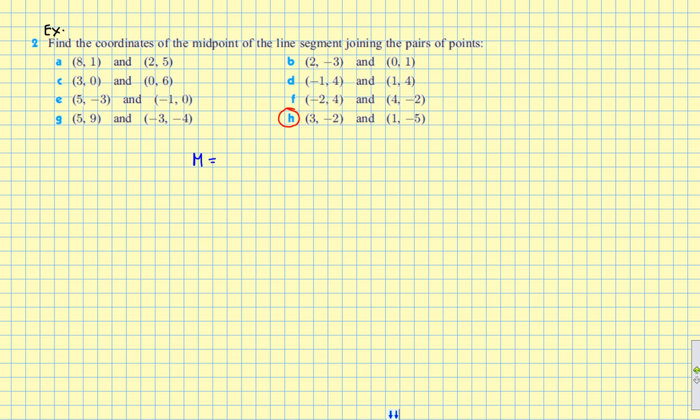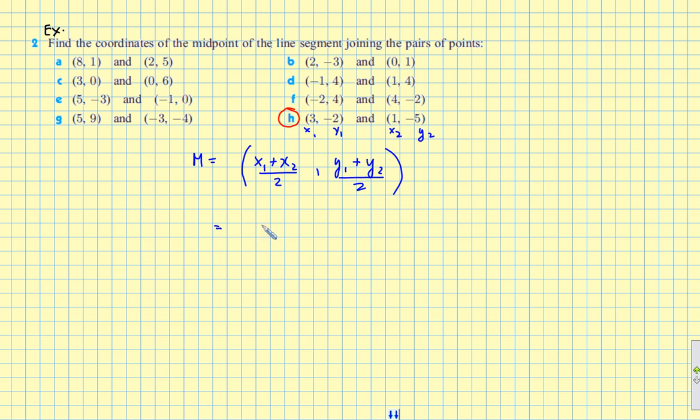So the midpoint, according to our formula, is going to be equal to (x1 plus x2) divided by 2 for the x coordinate, and (y1 plus y2) divided by 2 for the y coordinate. In part H, I'll call this x1, this y1, this x2 and this y2.